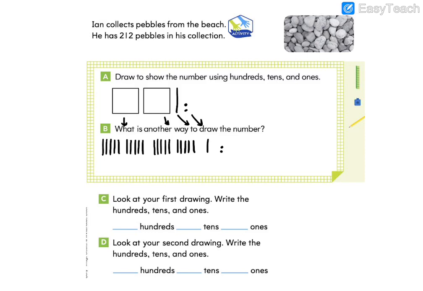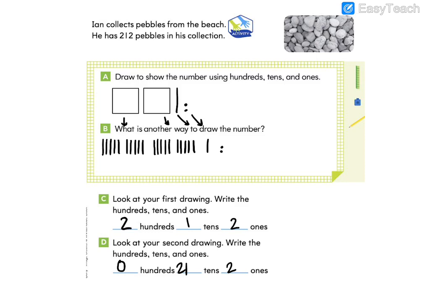Looking at our drawing under letter A, we need to write it as hundreds, tens, and ones. It's equal to 2 hundreds, 1 ten, and 2 ones. Now look at the second drawing we just did. Do we have any hundreds flats? No, we do not. But how many tens do we have? There's a lot of 10 sticks that we drew. How many tens are there? You should have found there were 21 tens and 2 ones.